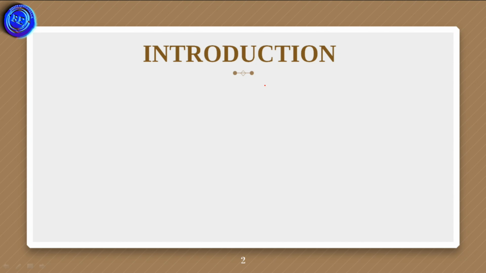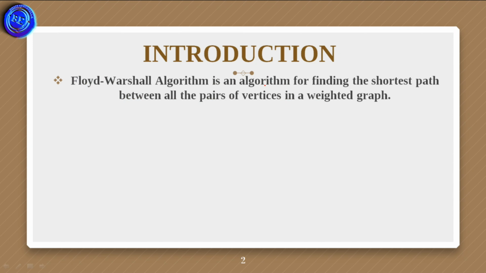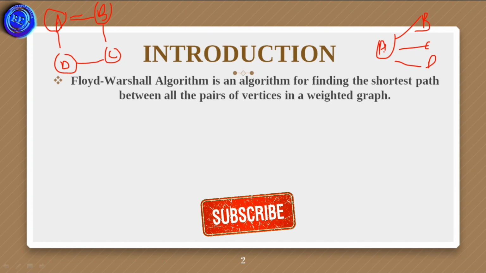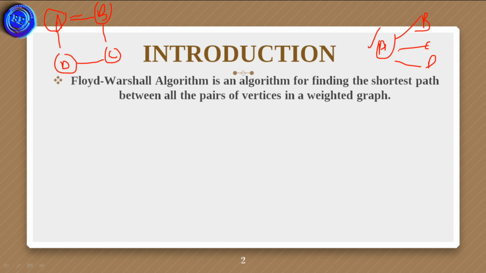Coming to the introduction part of Floyd-Warshall algorithm, what is a Floyd-Warshall algorithm? It is an algorithm for finding the shortest path between all pairs of vertices in a weighted graph. Here I am considering a graph with vertices A, B, C and D, and we have some edges between the vertices. This algorithm will find the shortest path for all pairs of vertices. That means from A to B, A to C and A to D. So here the shortest path from A to B is calculated, A to C is calculated and A to D is calculated. This is one set of shortest paths.